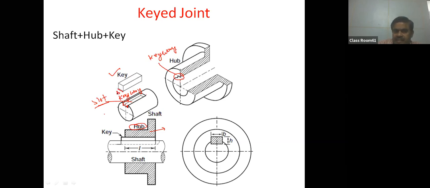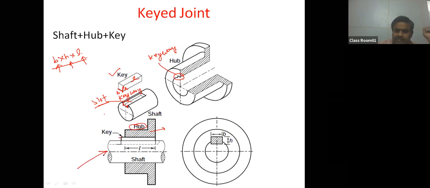Key is having some width, some height, some length. So key can be specified B cross H cross L. Design of the key से मतलब है what is the width of the key, what is the height or thickness of the key, or what is the length of the key. So key is fixed into the keyway, and keyway is cut in the shaft also, and in the hub also.